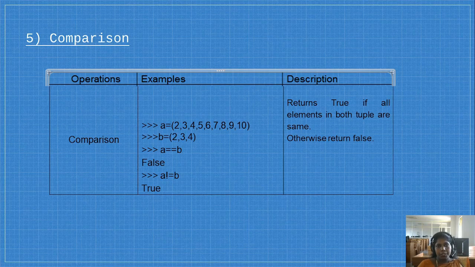The next operation is comparison. We can apply comparison operators between tuples as well. For example, if I want to verify whether both tuples have the same values, then I can use the equal to operator. I am comparing A equal to B. If both our tuples are the same, it returns true. If they are not equal, we will get the answer false. Then these are the basic operations.